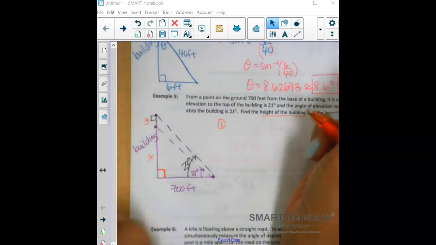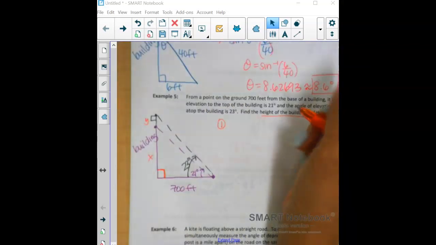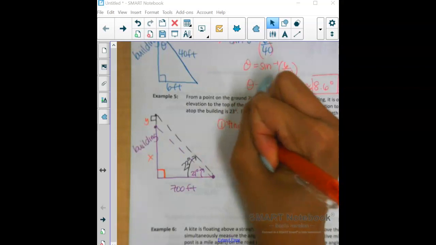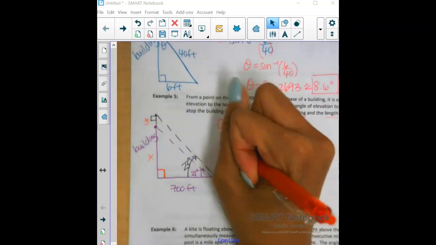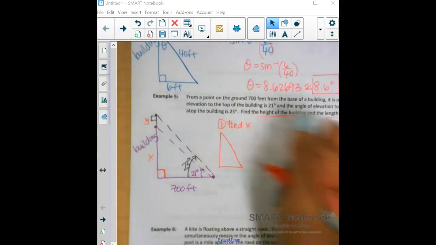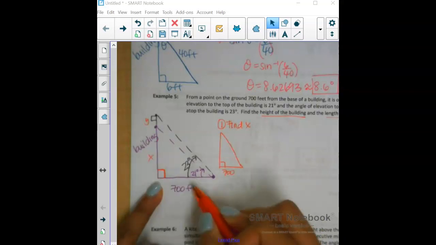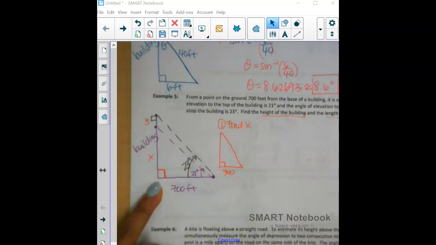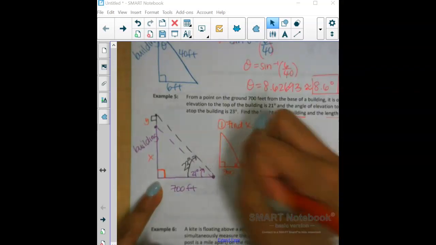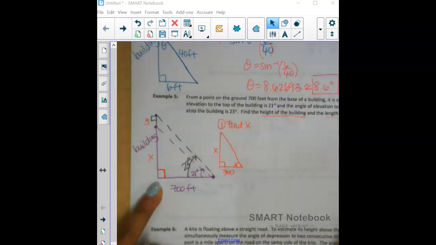So to find X, I'm going to use the smaller triangle. So to find X, we're going to use that smaller triangle, which I'm going to redraw so that way you see what you're doing. Take the time to redraw it, guys. This is 700 feet. For this smaller triangle, are we using the 21 degrees or 23? 21. And then the height is X. This is my triangle.